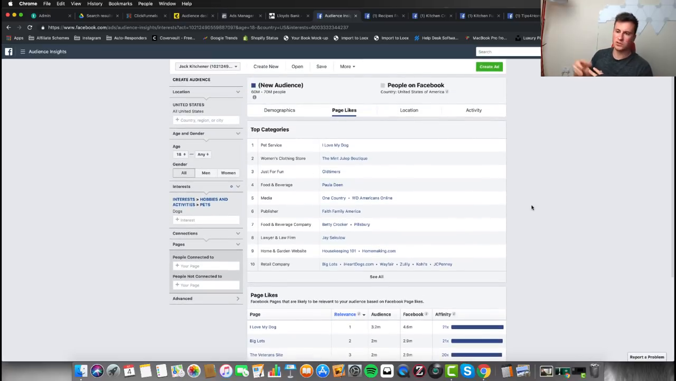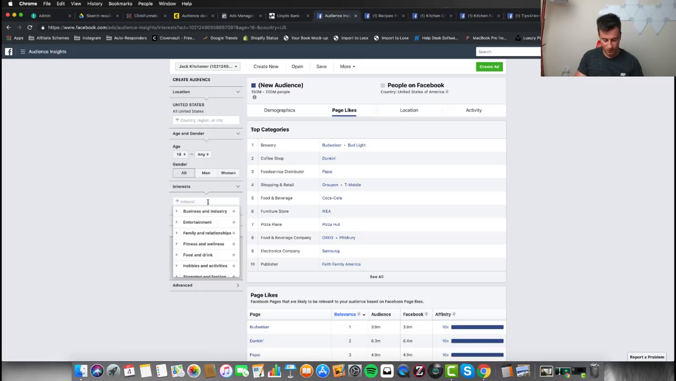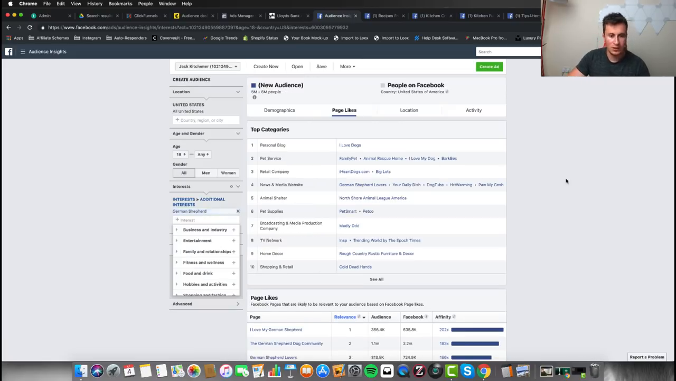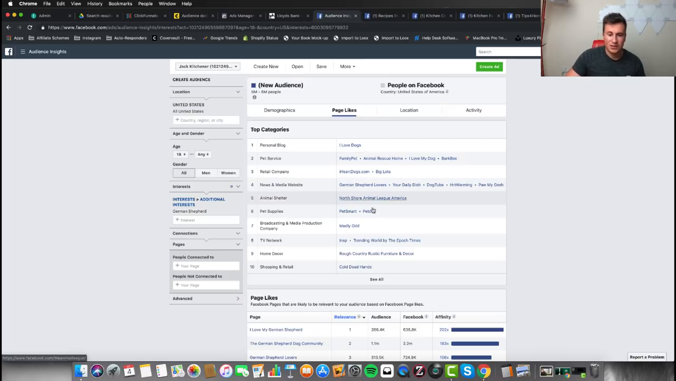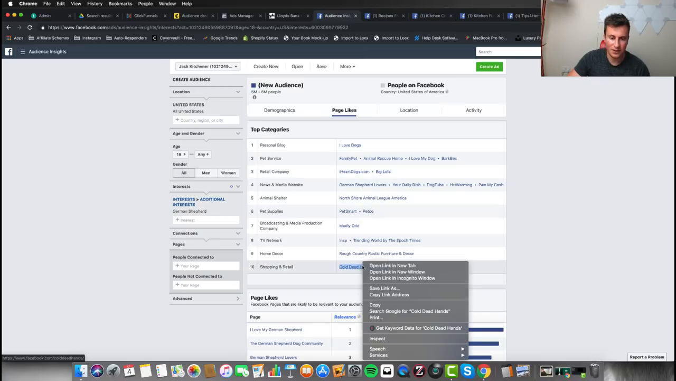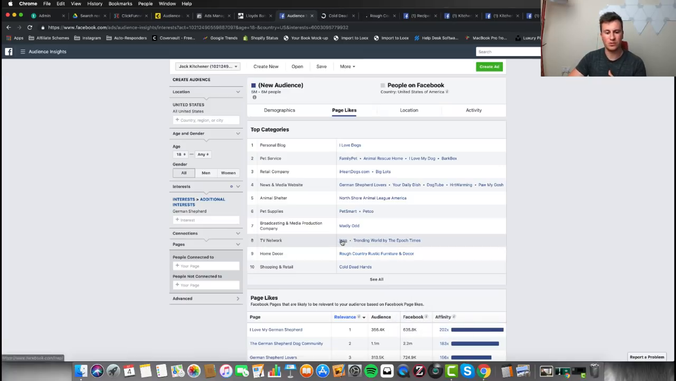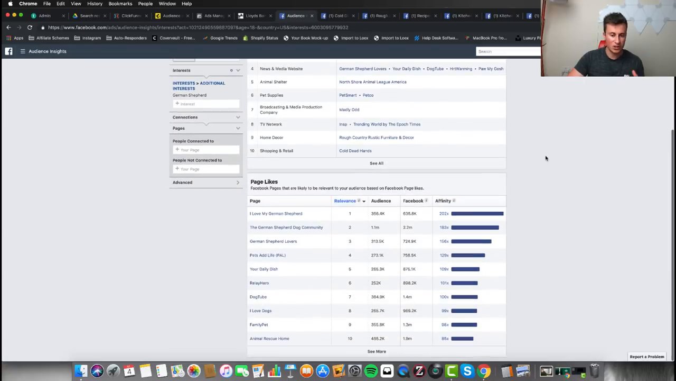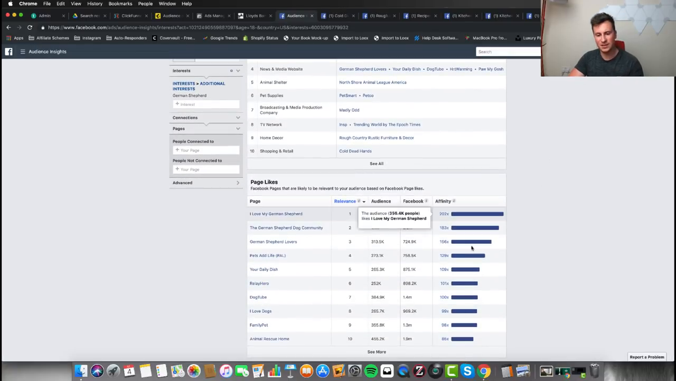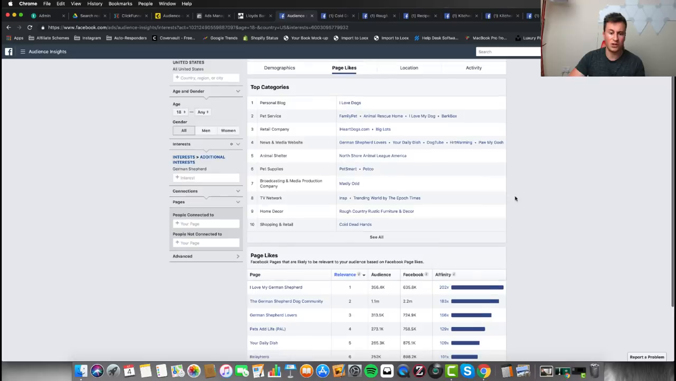Whereas if we go for a sub niche within dogs, let's just go for a certain breed, for example. Then if we go for German Shepherd, and just have a look at these top categories now, so we can see the Animal, PetSmart, Petco. I think every single one of these, in fact, I don't think that is. That isn't either, but the majority of these are related to dogs. So we could even delve a bit deeper into that. You can see the affinity scores are pretty high too, which is a good sign.